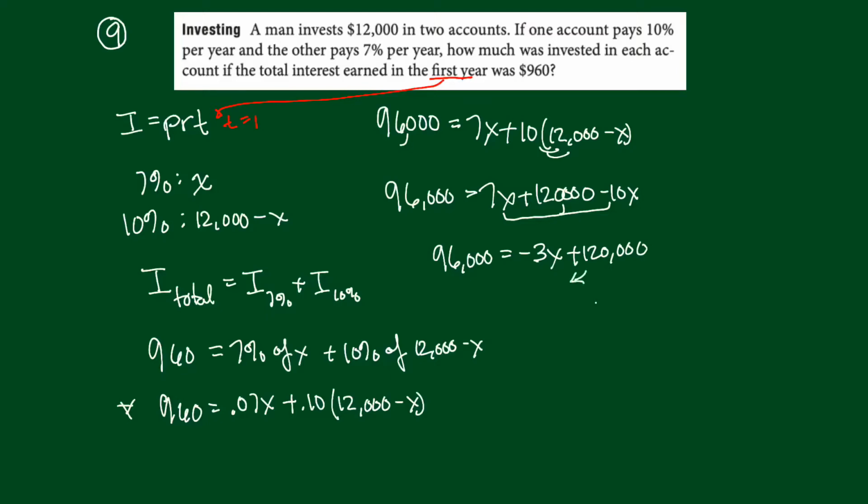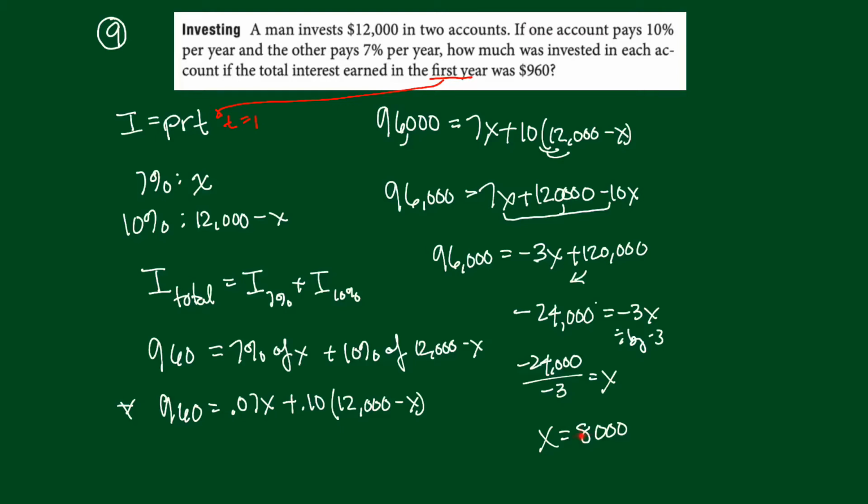Let's subtract that 120,000 from both sides. Now that's going to give us negative 24,000 is equal to negative 3x. And now let's divide by that negative 3. So I get negative 24,000 divided by negative 3, that's x. So x is equal to, well, 3 goes into 24 8 times. I've got 3 zeros. All right, so I've got the value of x.